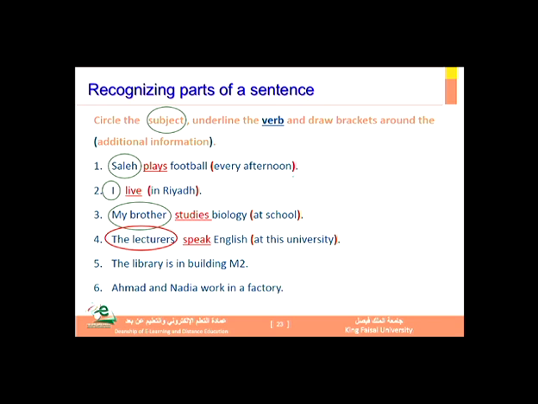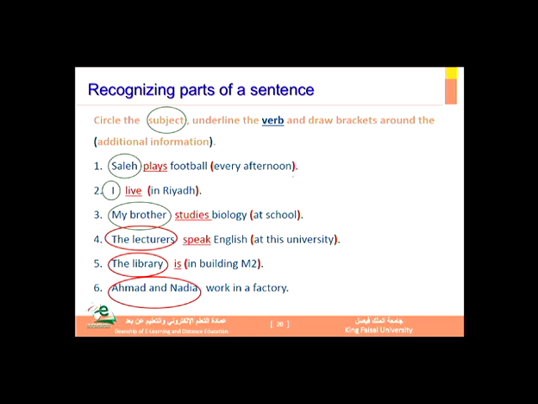Sentence number 5, the library is in building M2. Where is the subject in this sentence? It is the word the library. So we circle the library. The verb of this sentence is verb to be, is. So we underline the verb. And the extra information is in building M2.